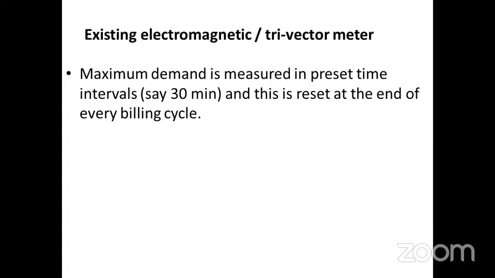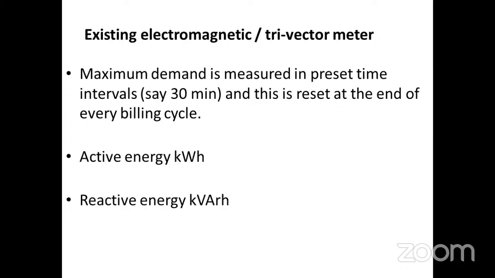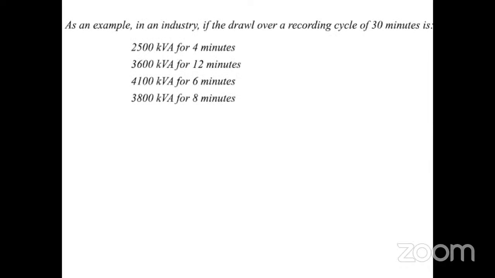Maximum demand is measured over a preset time, say 30 minutes, and this is reset at the end of every billing cycle. Active energy, reactive energy, apparent energy, kilovolt-ampere hour. Example: an industry's drawal over a recording cycle of 30 minutes: 2500 kVA for 4 minutes.